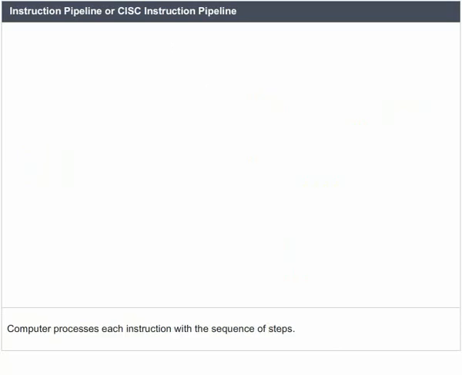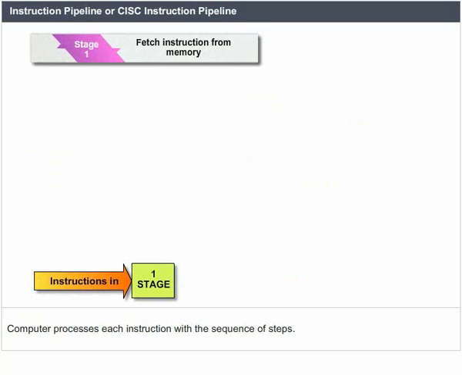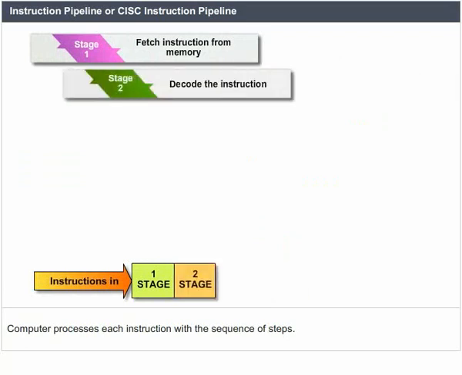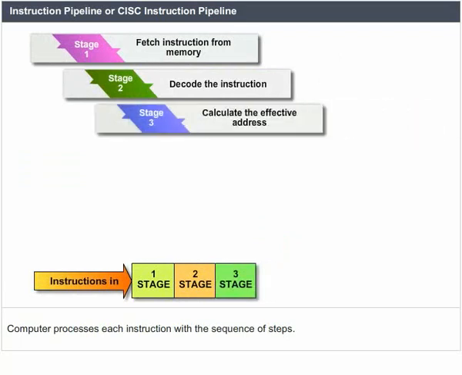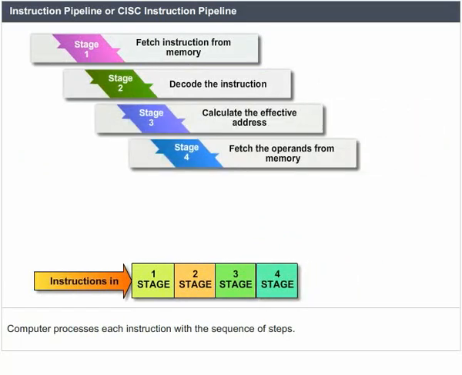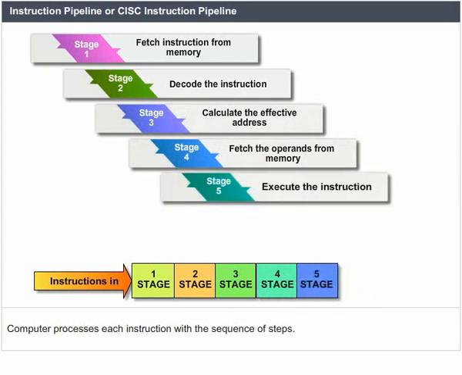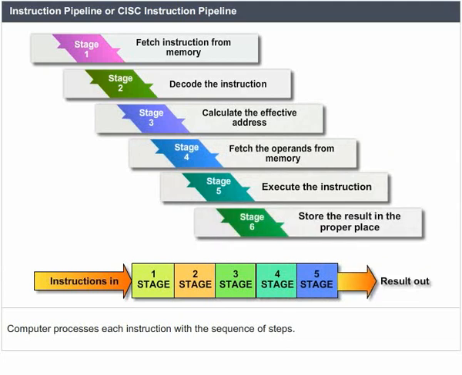The computer processes each instruction with the following sequence of steps: fetch the instruction from memory, decode the instruction, calculate the effective address, fetch the operands from memory, execute the instruction, and store the result in the proper place.